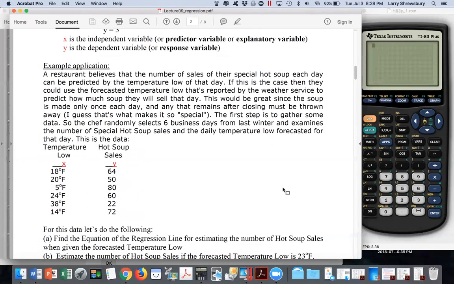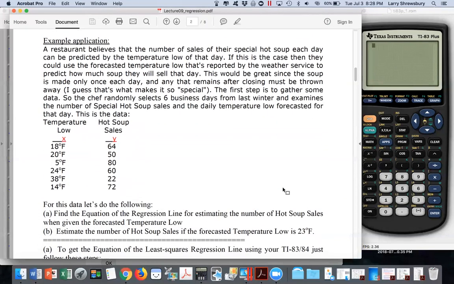And then I have an example in the lecture notes where a chef was using this to predict how many bowls of the special hot soup he's going to sell the next day, which would be great because then he would know how much to make in advance. He doesn't want to make too much because he has to throw out the excess. If he doesn't make enough, he has unhappy customers. So he would like to be able to predict.